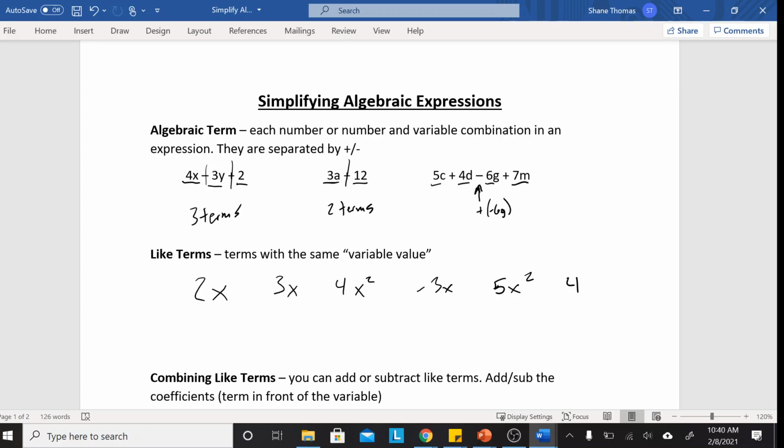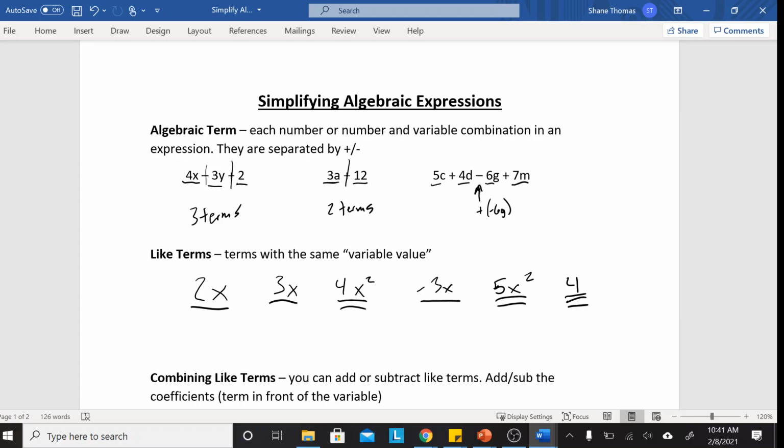So I wrote out a group of different terms here. This would all be like terms. They all have just an x. This guy and this guy would be like terms because they're both x squareds. This guy here would be all by itself because there's no variable.